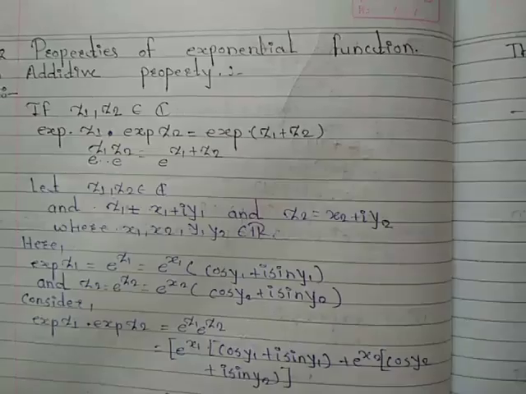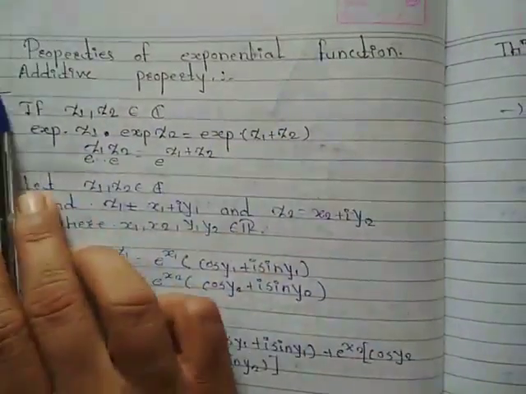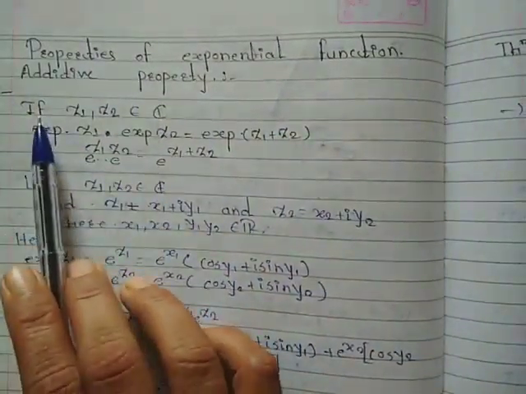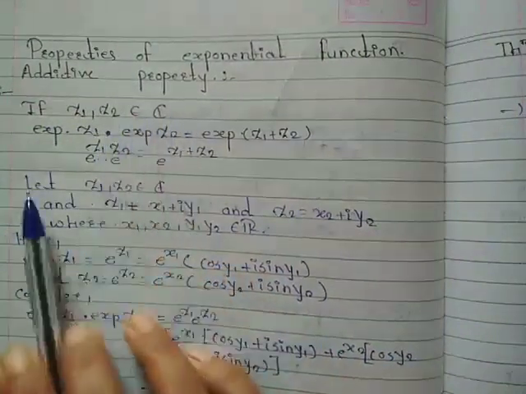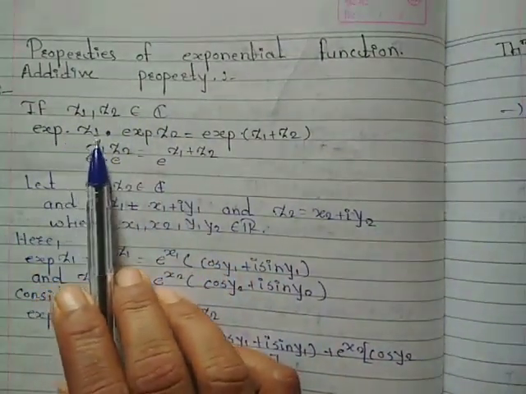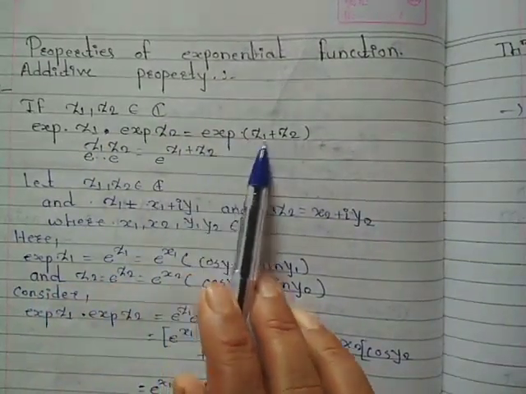Okay. Next, see the properties of the exponential function. The first property is the additive property. If z1 and z2 are any two complex numbers, then the exponential of z1 times the exponential of z2 is equal to the exponential of z1 + z2.